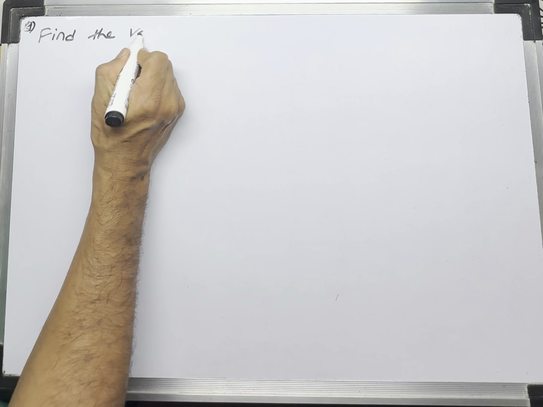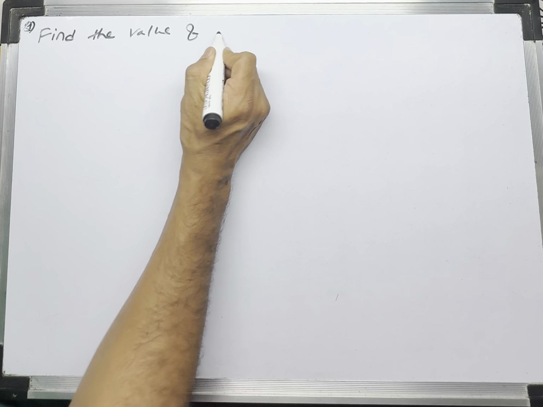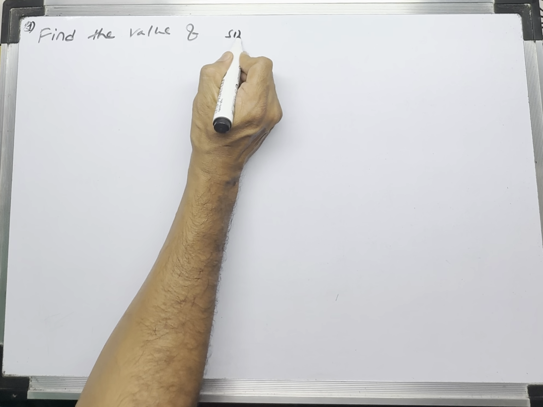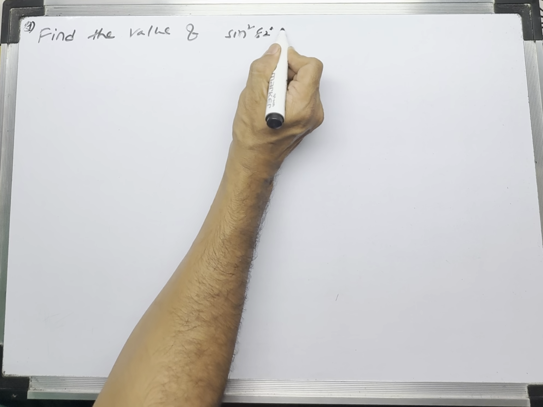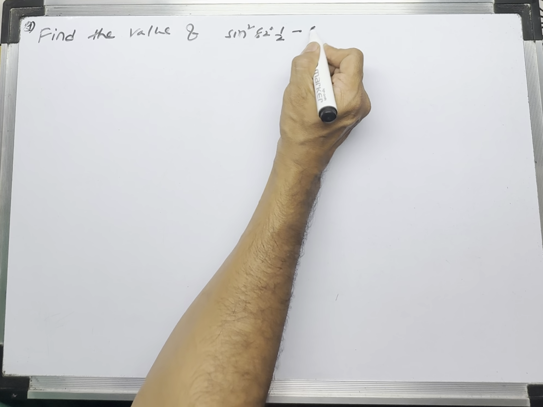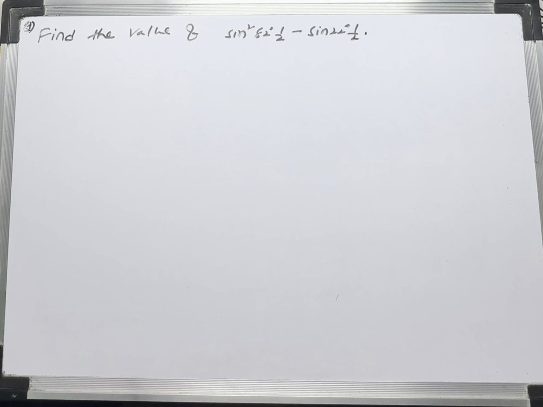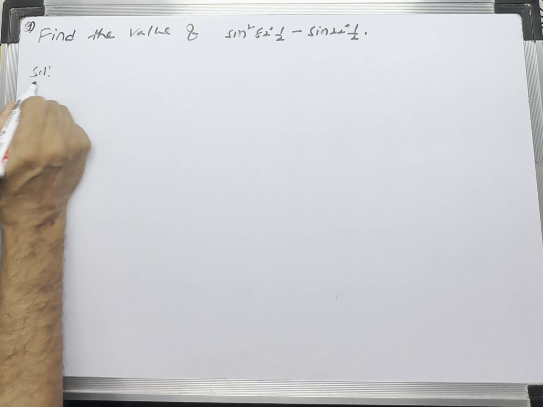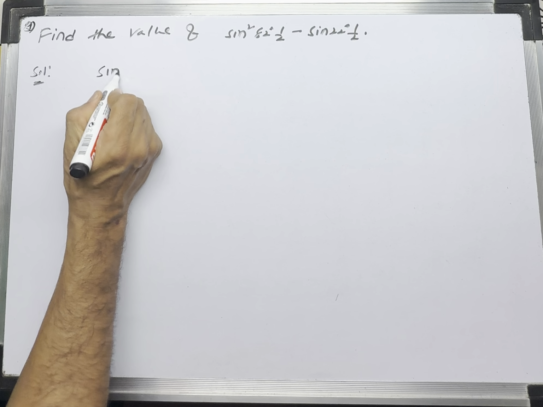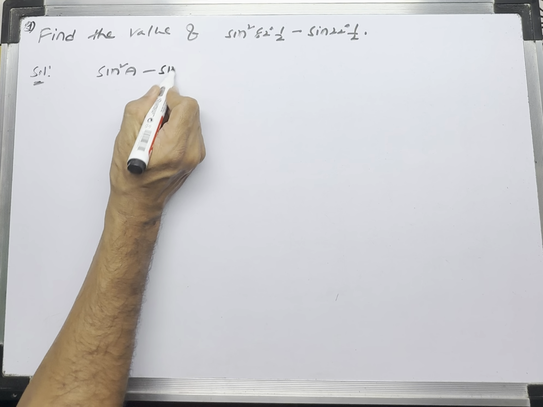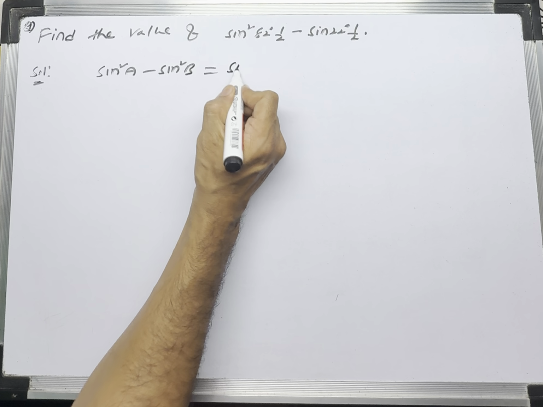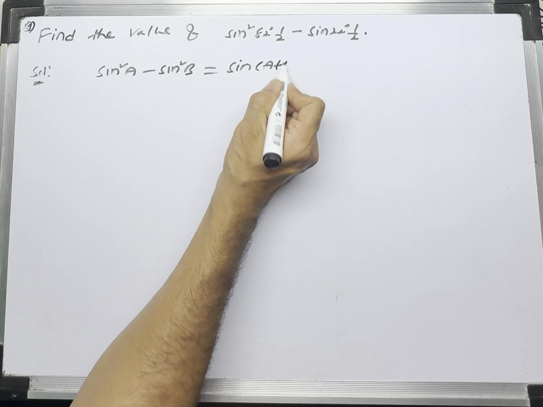Eighth one. Find the value of sine square 82 and half degrees minus sine square 22 and half degrees. So we need to remember formulas for this one. When you find sine square a minus sine square b, we can write this one as sine of a plus b into sine of a minus b.